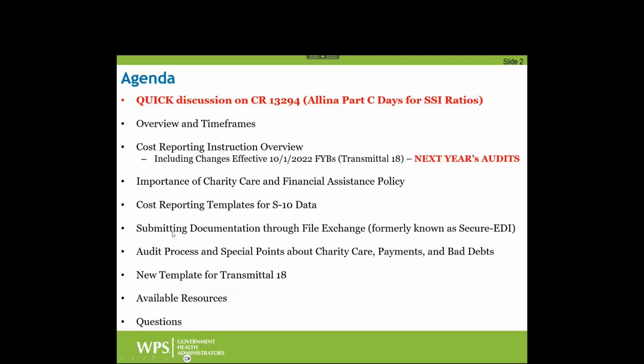We'll talk about how to use the file exchange, also known as the secure EDI portal, for submitting your documentation. We will talk about some special points, and some of these we'll already cover throughout the discussion, but it's good to touch back on those points because they are so important. Then, as I said, at the very end, we'll talk about the new template for Transmittal 18 that's applicable for next year's audits, and they're the ones you're filing right now. Then we will just very quickly show some available resources.